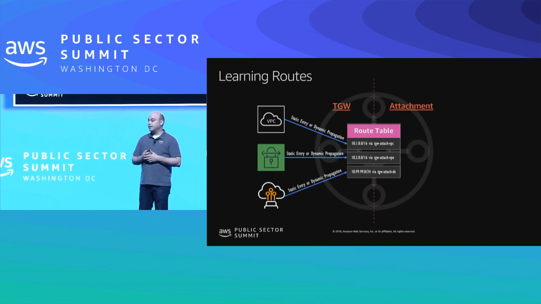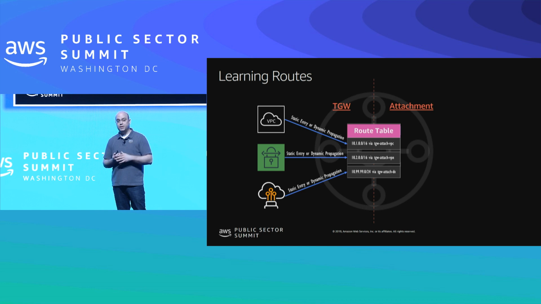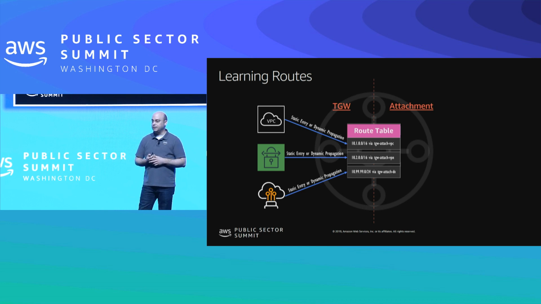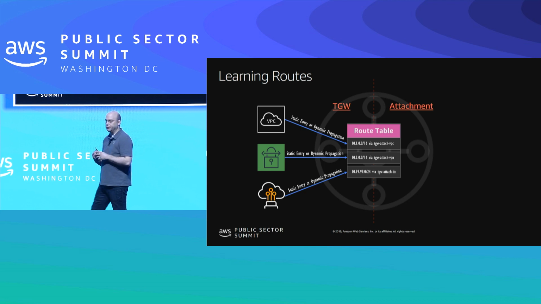In the case of Direct Connect, it's the same case. You can statically define a route, or you can take the BGP propagated routes from the Direct Connect Gateway and specify the route tables that will receive them in the Transit Gateway. So that's how the Transit Gateway route table gets its routing information.